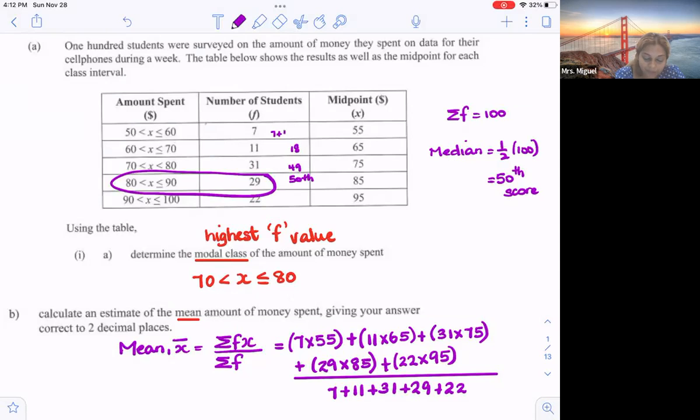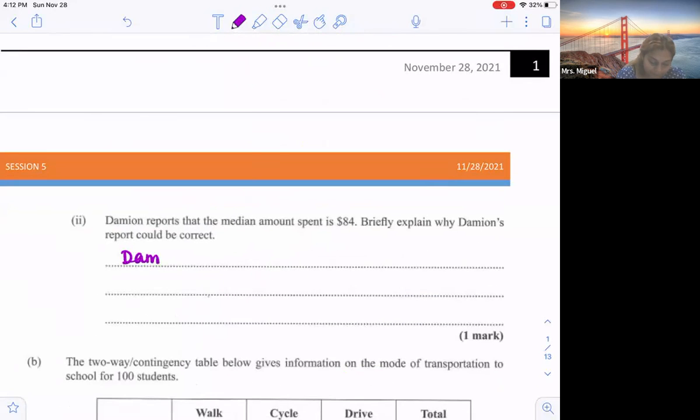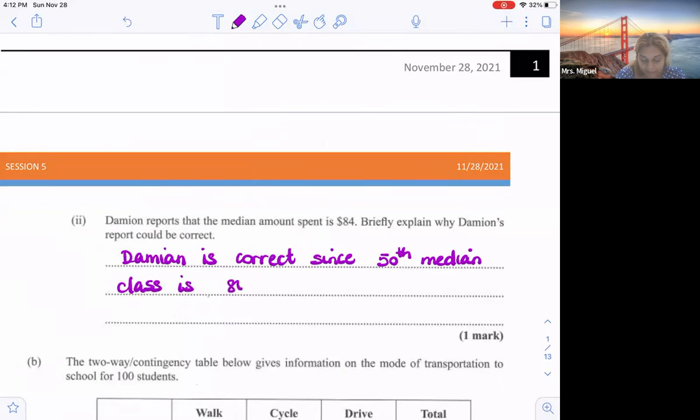So we add 7 plus 11, we'll get 18. We add 18 plus 31, we'll get 49. So it means that Damien is correct because his number is 84. So any value more than 80 but less than or equal to 90 is correct. So we write in: Damien is correct since the median class is 80 less than x less than or equal to 90, and 84 falls in that interval.